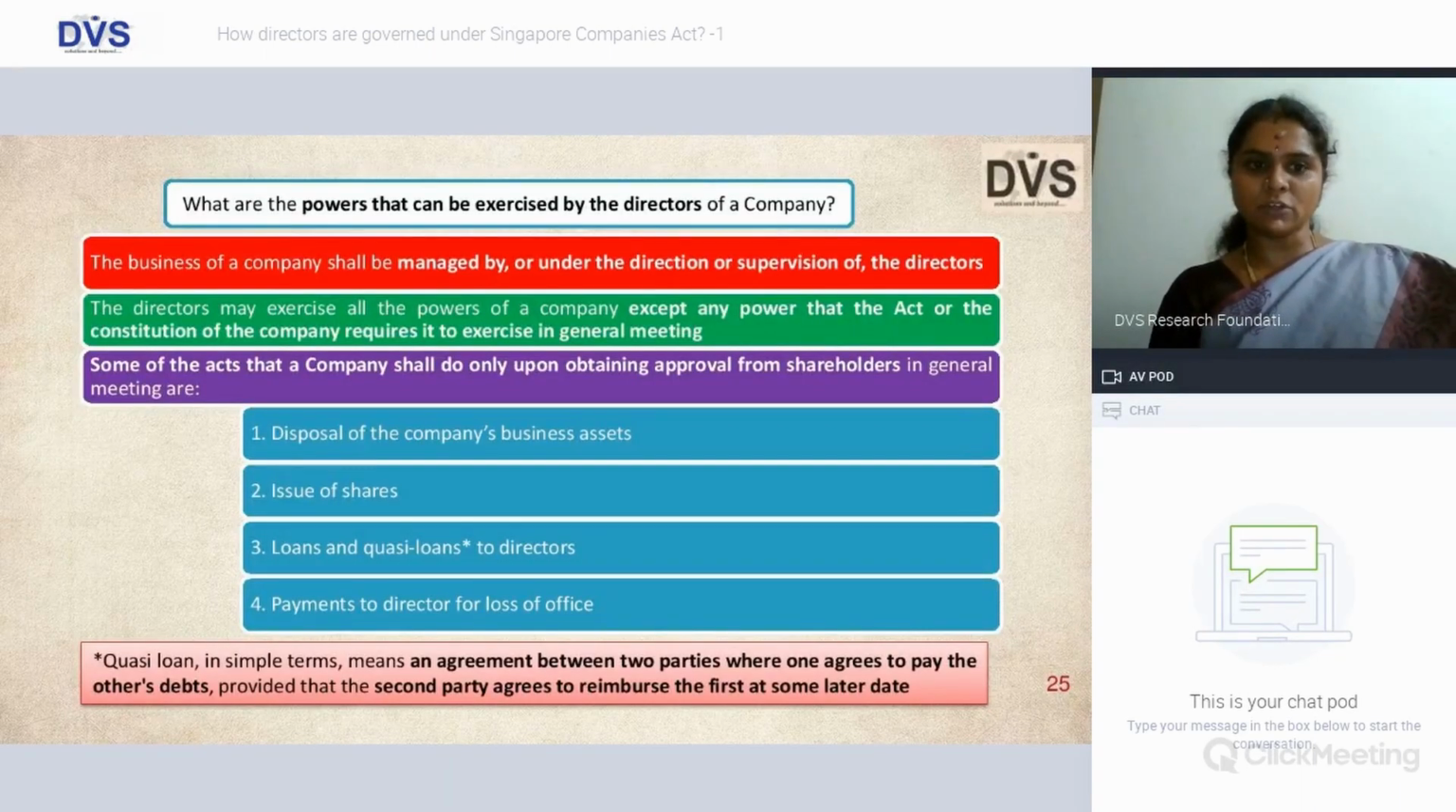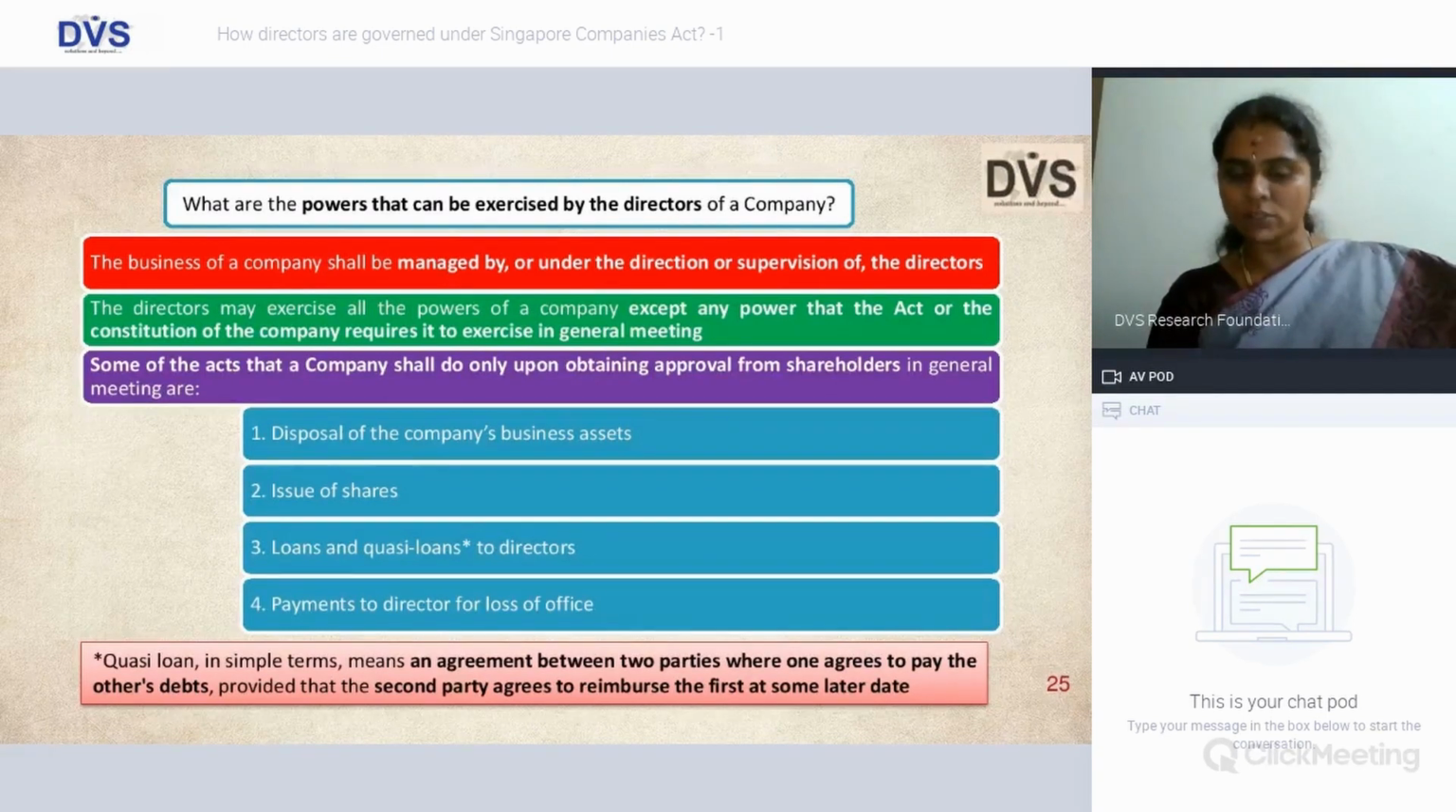We will see the powers and duties of directors, friends. So they shall be managing the affairs of the company under the direction or supervision of these directors who are appointed. The company's affairs shall be managed, and the directors will exercise all the powers except those powers which are required to be done by the shareholders in a general meeting. Some of the acts for which shareholders' approval will be required are disposal of company's assets, issue of shares, granting loans and quasi loans to directors.